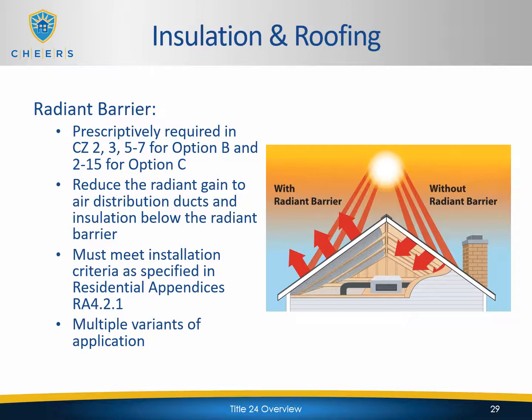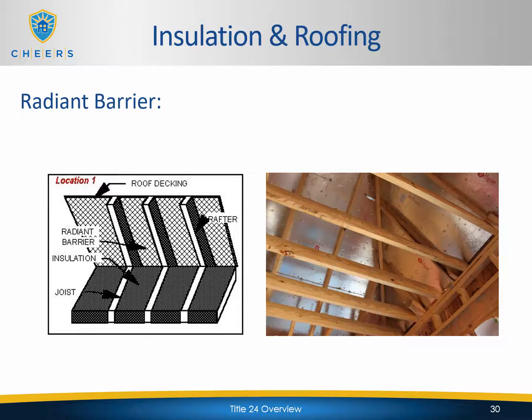Any radiant barrier that's installed does have to meet the installation criteria that's specified in the residential appendices RA 4.2.1, and there's many different ways that it can be installed. So the first application, like I said, pretty common in residential new construction. So basically the radiant barrier is actually part of the roof sheathing. It's installed just like a regular roof. The radiant barrier comes from the manufacturer on the underside of the roof sheathing and then just put on just like any other roof sheathing.